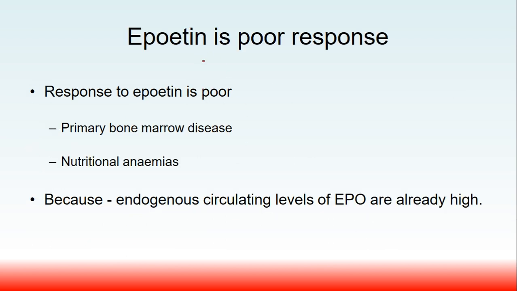The epoetin response will be poor if there is a primary bone marrow disease or in case of nutritional anemia, because endogenous circulating levels of erythropoietin will be high in such diseases like primary bone marrow disease as well as nutritional anemias.